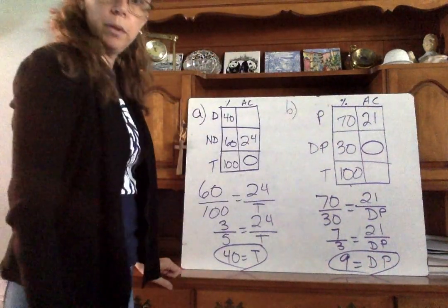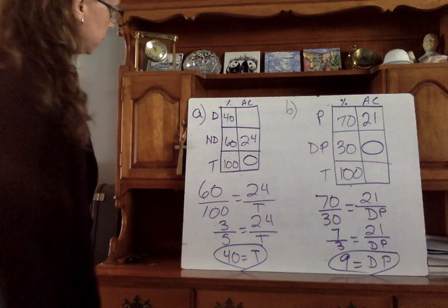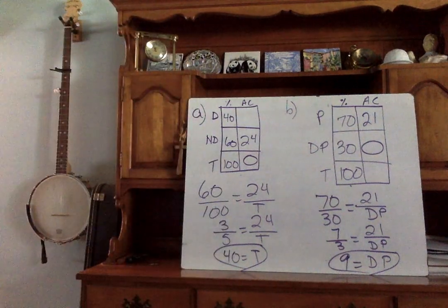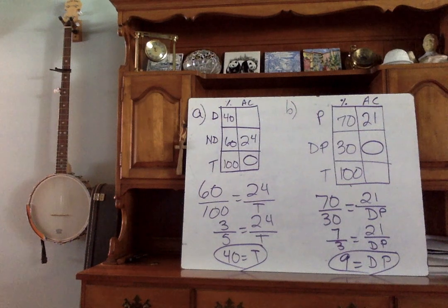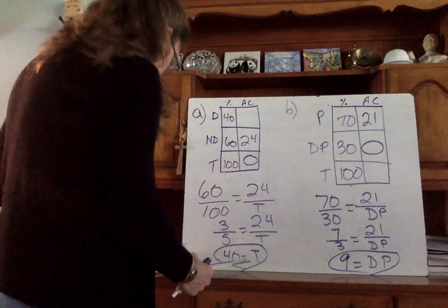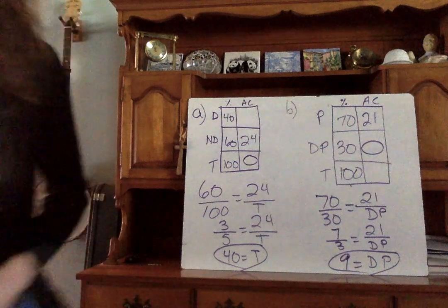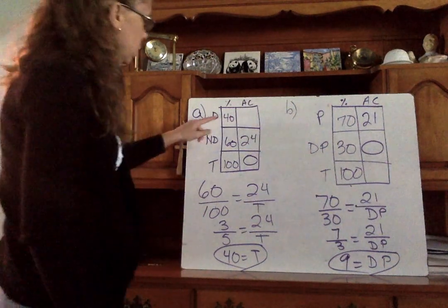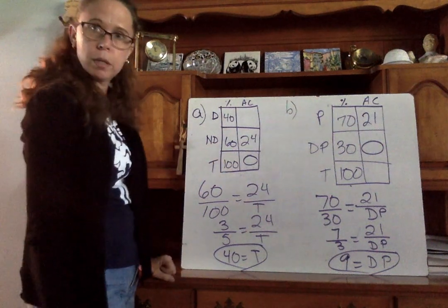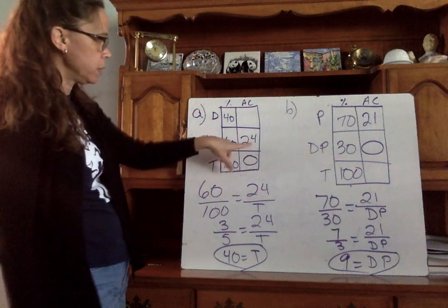Okay, so on the first one, oops, I gotta get my book. I forgot what the example said. It said that 40% of the cameras were digital. I couldn't remember what the D stood for. Okay, so we've got 40% are digital. That means 60% must be not digital to get our 100% total. And then it told us that 24 cameras were not digital. So I put the 24 there.